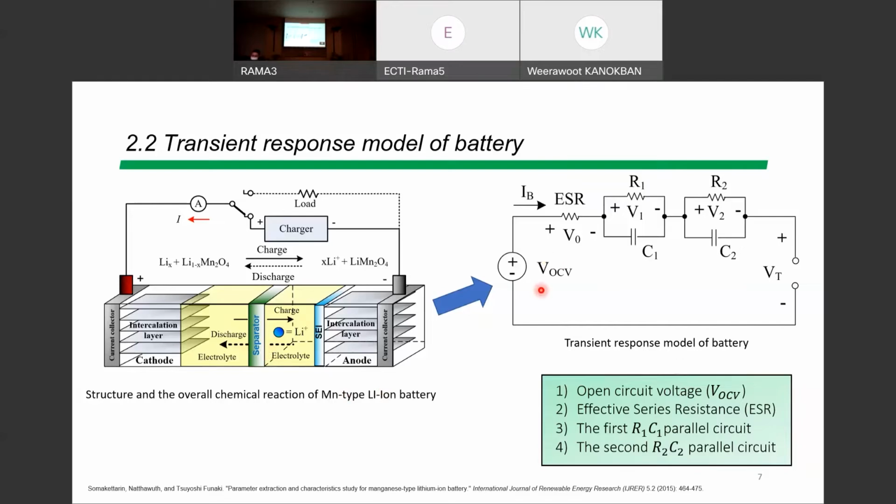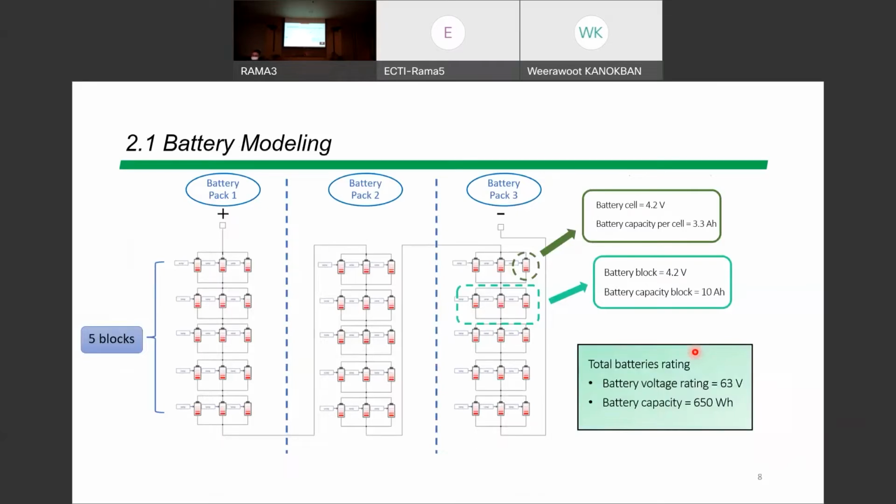One, open circuit voltage. 2, effective series resistance. 3, the first R1C1 parallel circuit. And 4, the second R2C2 parallel circuit. This can lead to understanding the battery behavior, especially the characteristic changes of effective series resistance, because operation is greatly influenced by the chemical process inside the battery. On the transient response model of the battery, we apply the transient response model to each cell of the battery. So the actual battery model comes like this.